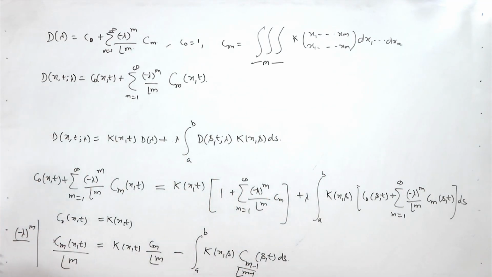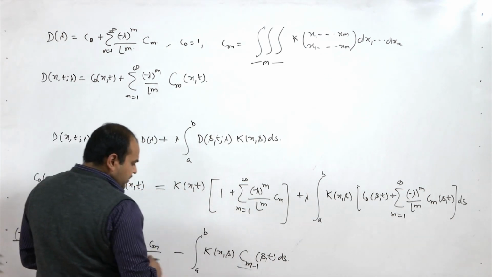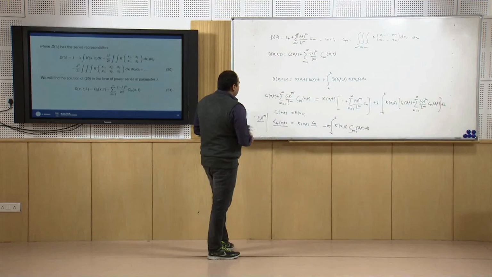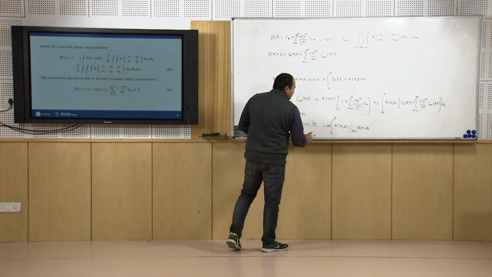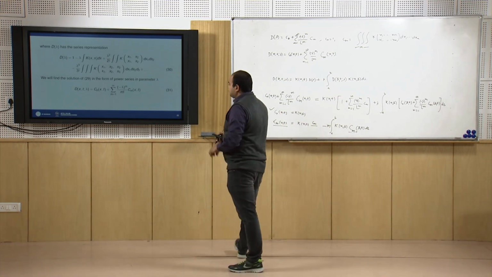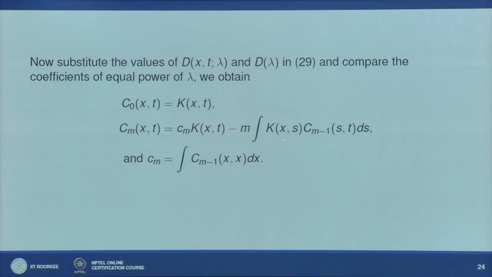So now multiply by factorial m throughout. So you can say that Cm x t, I am just multiplying, so this factorial m cancels out because of the division by factorial m minus 1 we have here. So it means that your C naught x t is k of x t and Cm x t is satisfying this integral equation given as this. So here we have the coefficients written like this. So C naught x t is equal to k of x t and Cm x t is given as minus m times the integral of k x s C m minus 1 s t d s.